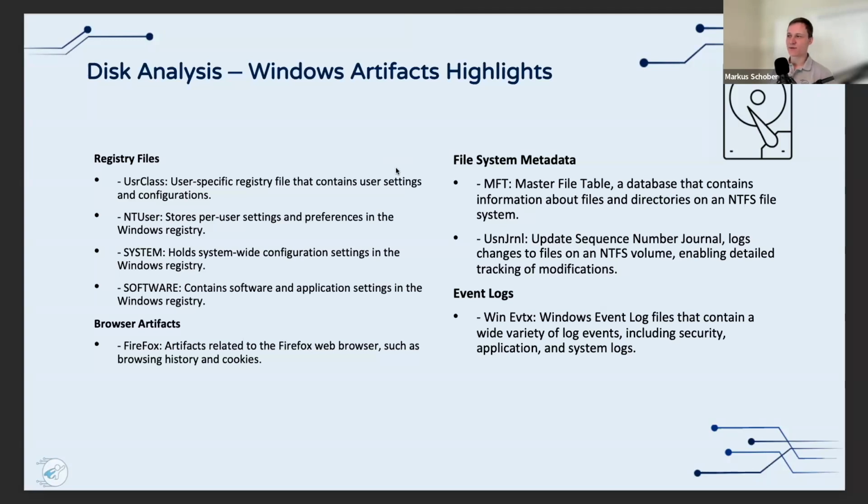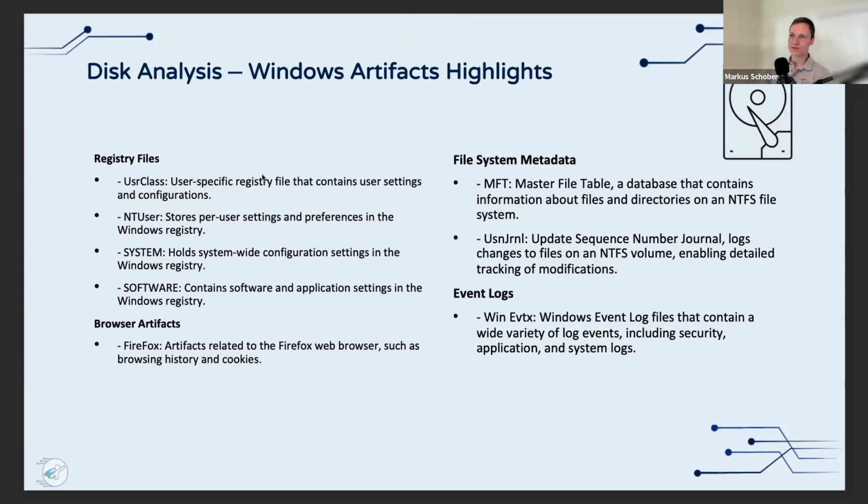But the ones I'm interested in for our particular case: I have Alice downloading a file from a browser, storing it, executing it. There's persistence and things along those lines. So obviously, a few locations are interesting. It is going to be the registry files.